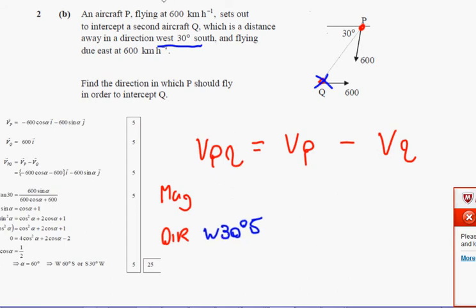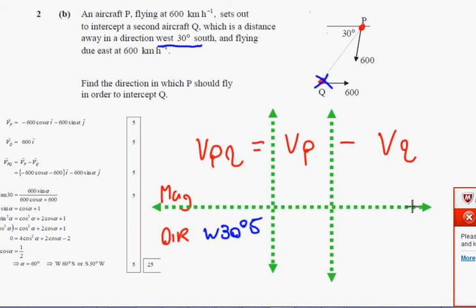Now what about the magnitude, guys? In general, I have 6 categories here. To do these questions, I need 4 out of the 6, and then I can do it. Okay? So what do we have next? Magnitude. We know that aircraft P sets out at 600, but we don't know which direction it's going in. So that's 2 pieces of information. And next thing we know is this one's flying due east, and that's at 600. That's 1, 2, 3, 4.